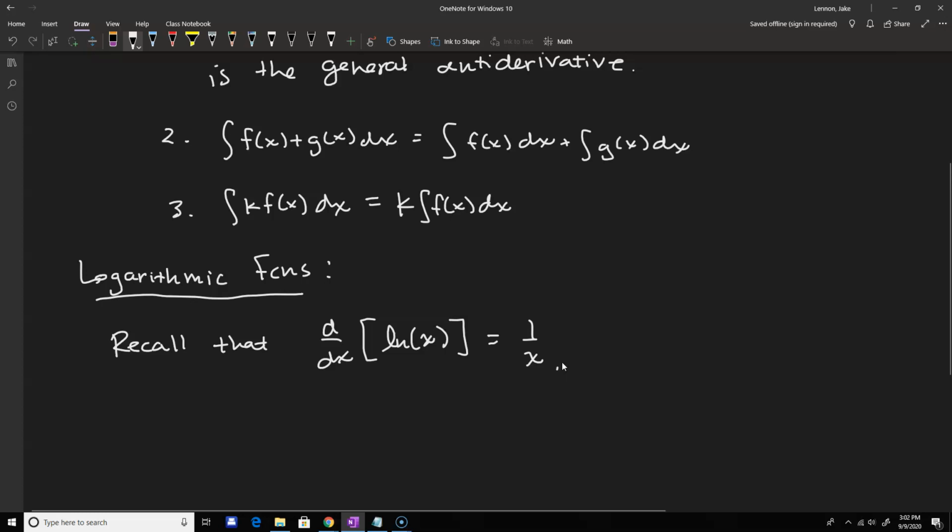Recall that the domain of the natural log only makes sense if the inputs in question are positive values. 0 is not in the domain of either 1 over x or the natural log of x, so you don't have to worry about that. But if we're reversing the process, we do need to include an absolute value. So basically, the antiderivative rule is just the reverse. So if f of x is equal to 1 over x, then the antiderivative, capital F of x, would be the natural log of the absolute value of x plus a constant of integration there. So this is the general antiderivative.